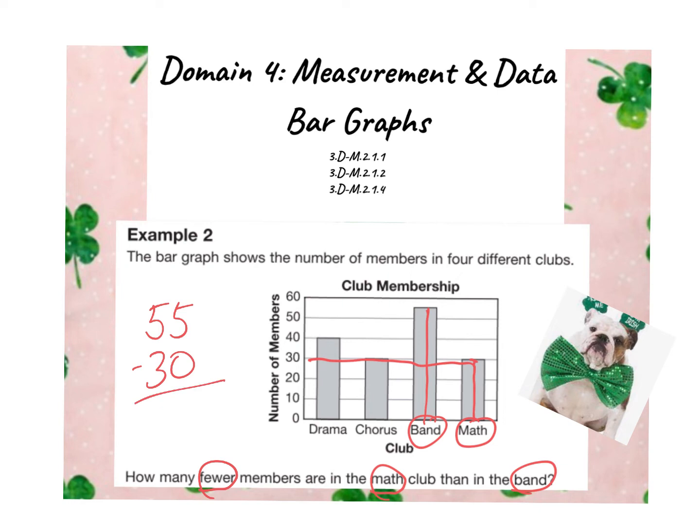When I'm comparing to see how many more or how many less or how many fewer, I would subtract. So I can simply subtract 5 minus 0. We don't need to regroup. That's just 5. And then 5 minus 3, which is 2, to give us that there are 25 fewer members in the math club than in the band.